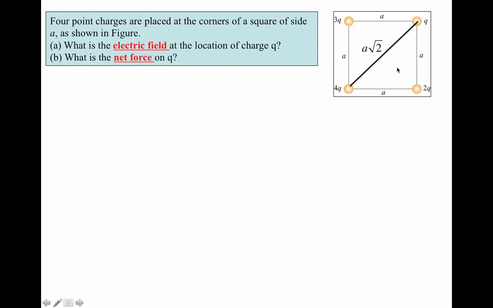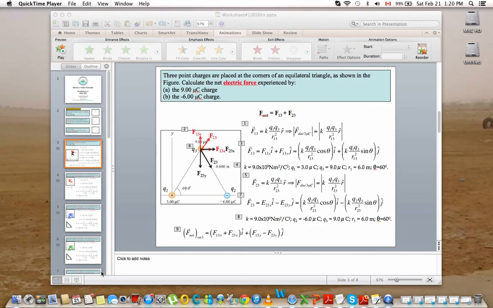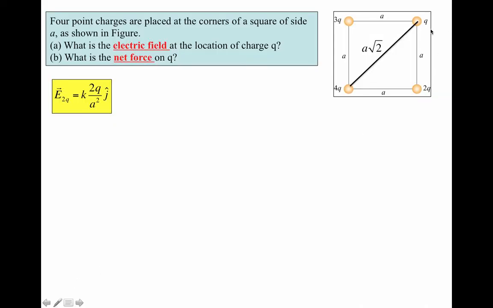So the first thing that I wanted to know is what is this distance here, which is A squared plus A squared under the square root, so it will be A square root of 2. The first one, I wanted to find the electric field due to charge 2Q. Okay, so this is the electric field due to charge 2Q, and this is positive, and I want to find the electric field here, so that means it's along the positive j hat. Okay, and that's what I have here.